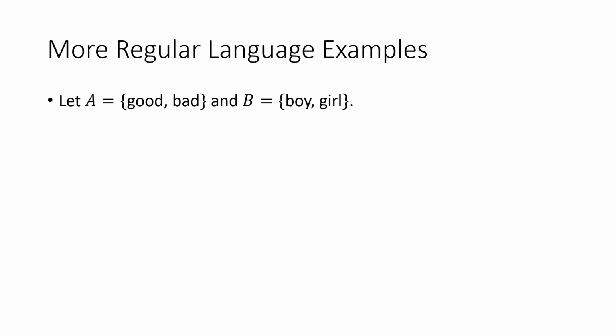Let's say A is the language which has the words good and bad in it, and B is the language that has boy and girl in it. You can union A and B. Now I have the language good, bad, boy, girl.